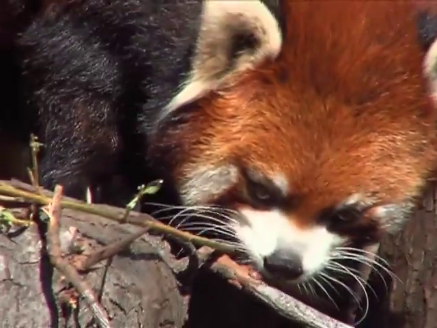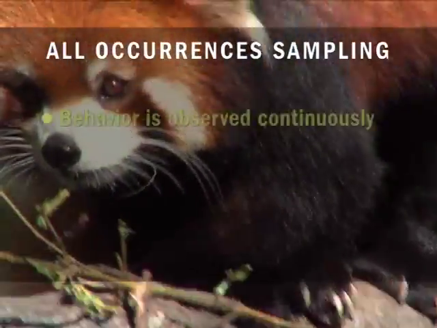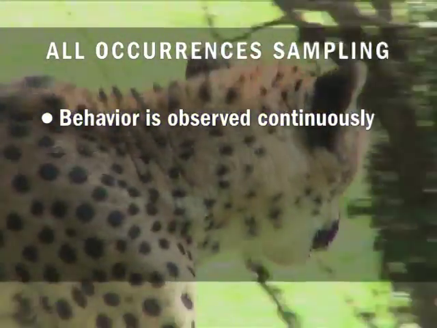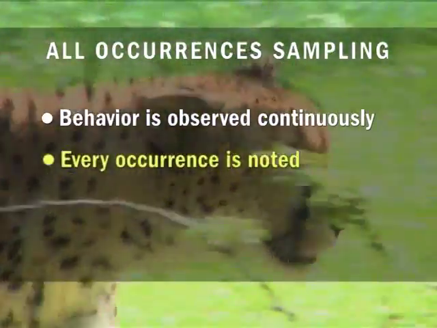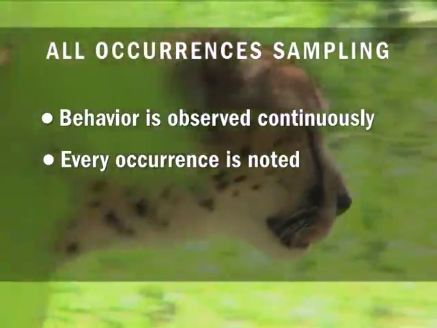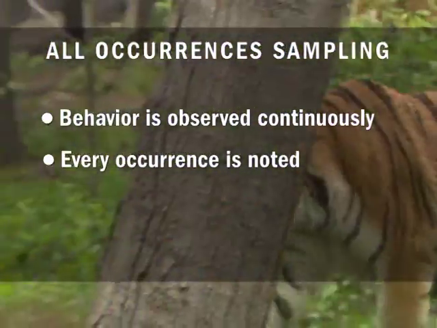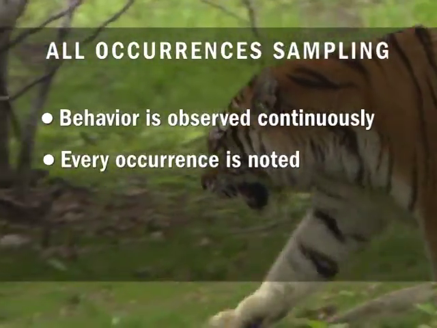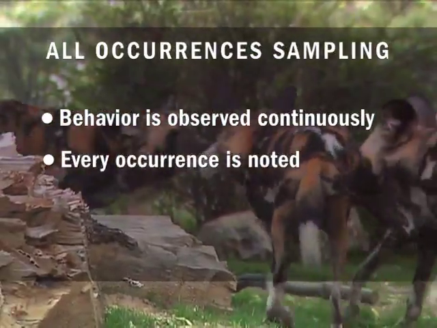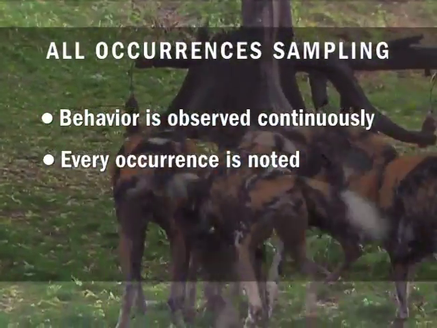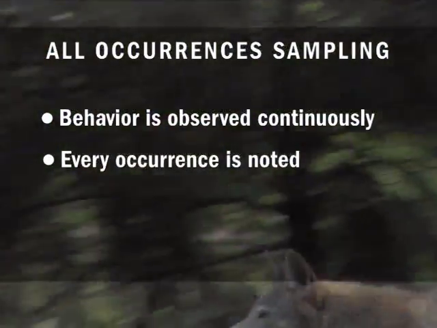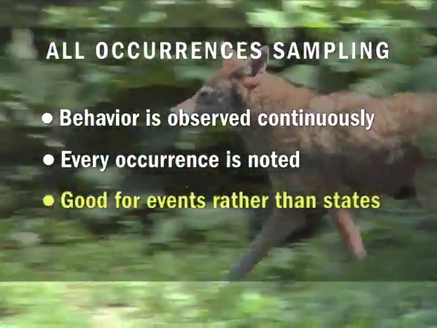Now let's look at another sampling method that uses continuous observation. For all occurrences sampling, you note every occurrence of the behaviors described in your ethogram. Depending on your research question, you can simply keep a tally of each behavioral occurrence, or you could also note the time the behavior occurs or the location of the animal when it occurs. You could also record which animal the behavior was directed toward and any responses other animals made to the behavior. This method is ideal for behaviors that are events.